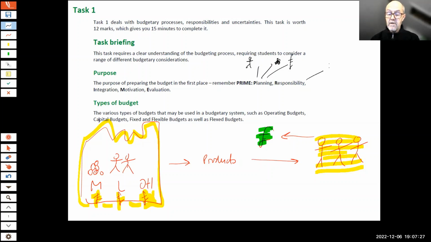Responsibility. Who in the business is going to do what? Who's going to prepare the budget? Who's going to provide the information? Who's going to make sure the production works out right? Who's going to sell the product?